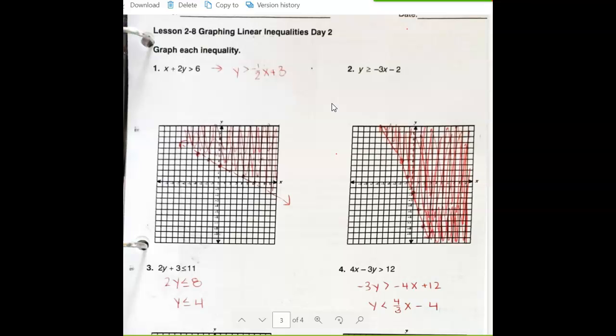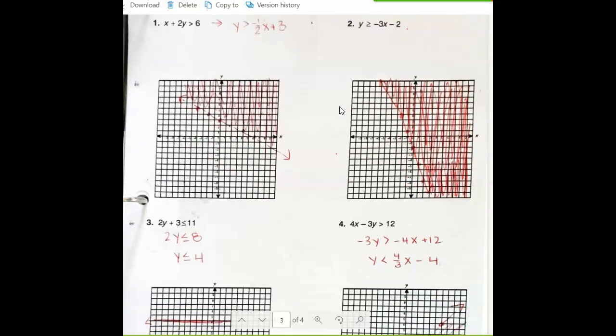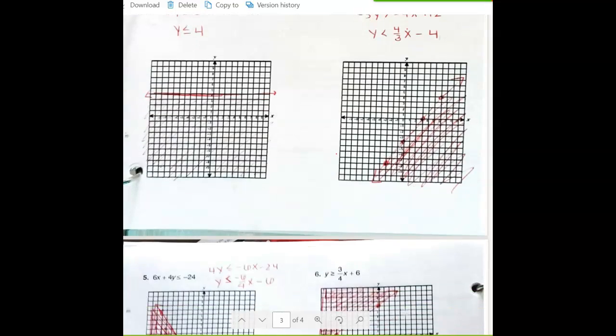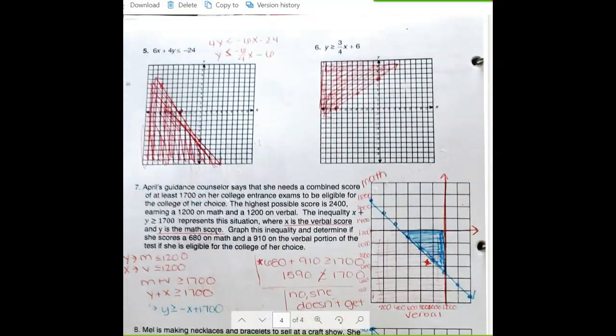Here's day 2. And then 5, 6, and the word problems. So again, it's important to understand word problems. They are all over the SATs.